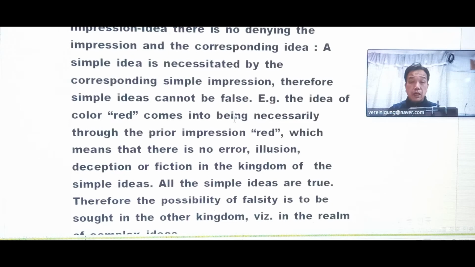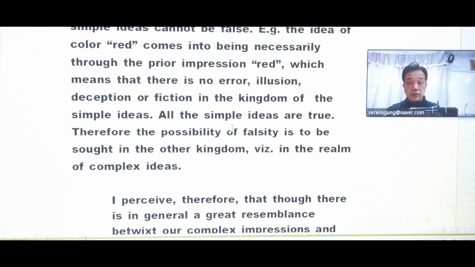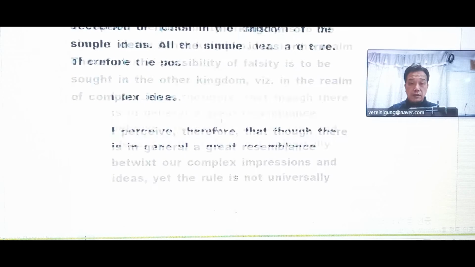For example, the idea of the color red comes into being necessarily through the prior impression of red, which means that there is no error, illusion, deception, or fiction in the kingdom of simple ideas. All the simple ideas are true. Therefore, the possibility of the false is to be sought in the other kingdom, that is, in the realm of complex ideas.